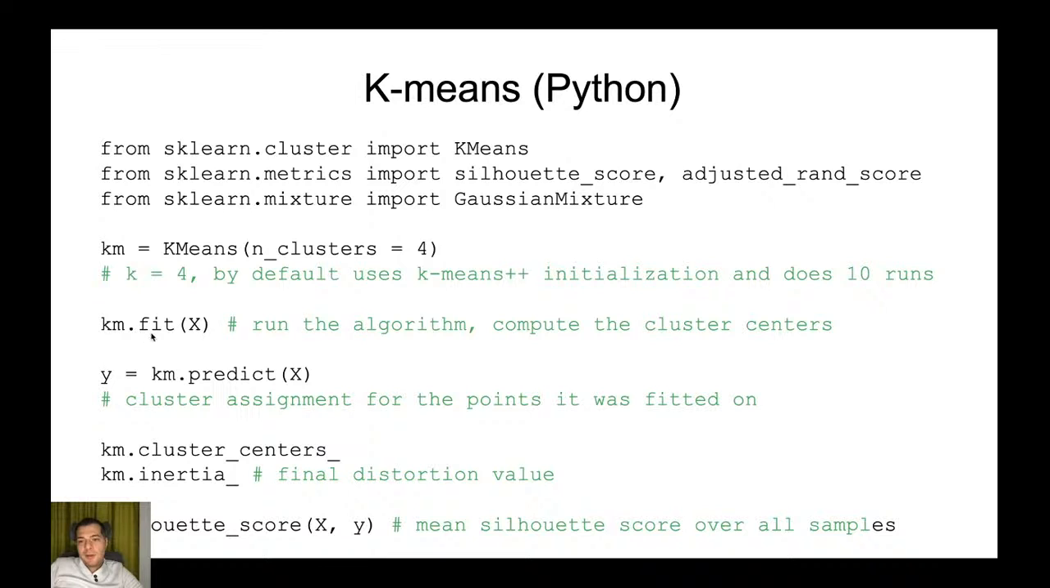So as in classification models, you can call the fit function to compute the cluster centers, and you can also apply the predict function to obtain clustering assignments. So you can also fit it on a training data set, and you can also predict the cluster assignments from data points that are not in the training. So here x does not necessarily have to be the x that k-means was trained for.